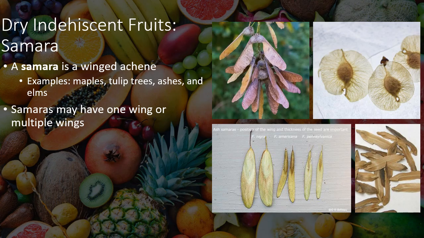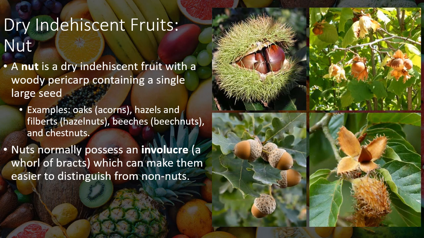Elms, which are the little round seeds in the top right corner, have two wings that are fused together at either end, and they kind of flutter down rather than helicoptering. So a samara is a winged achene.